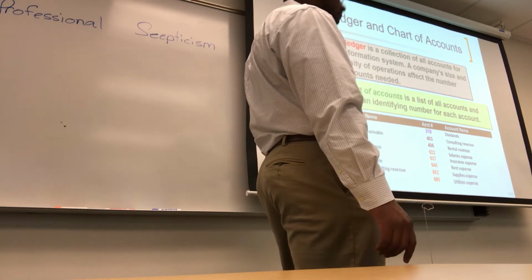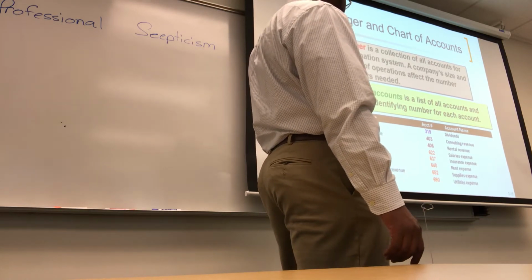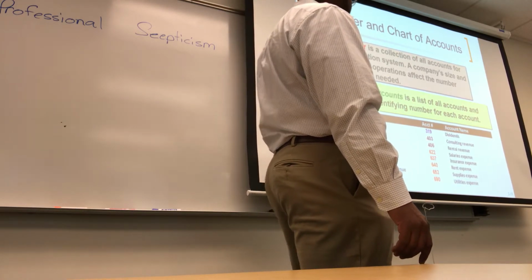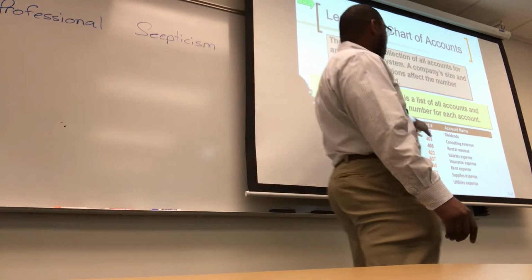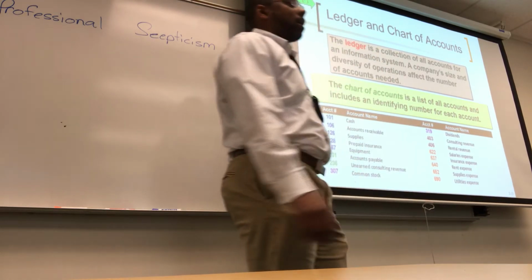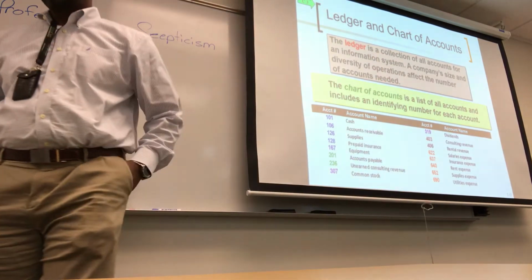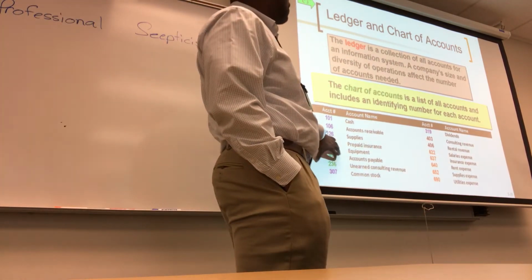Normally 100s are assets, 200s are liabilities, 300s are the equity, 400s are revenue, and then 600s are expenses. But they may change. This is normally an internal document, the chart of accounts.